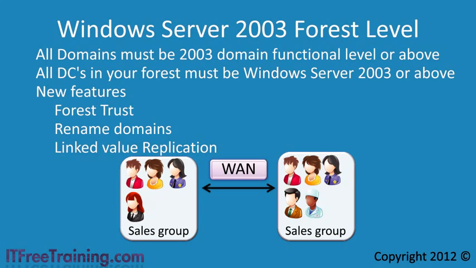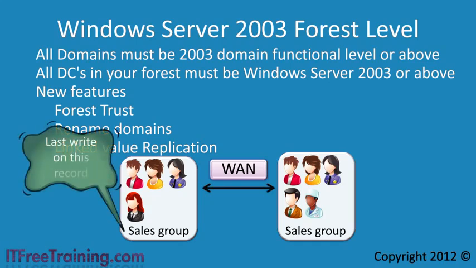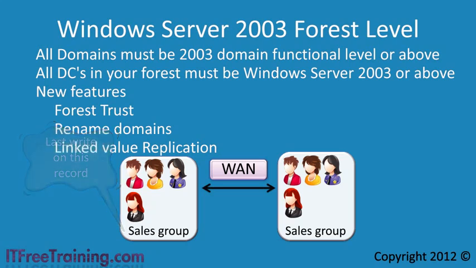Before linked value replication, Windows could use a last write wins policy. Basically, this means that whoever updated the record last would be considered the newest and thus correct record. You can see in this example that two users who were added to the group have been lost when the replication occurred. Linked value replication, in comparison, replicates only the changes in group membership. In this example, the users that have been added to the group are replicated.